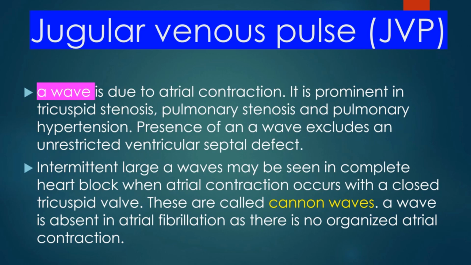Intermittent large A waves may be seen in complete heart block when atrial contraction occurs with a closed tricuspid valve. These are called Canon A waves. A wave is absent in atrial fibrillation as there is no organized atrial contraction.